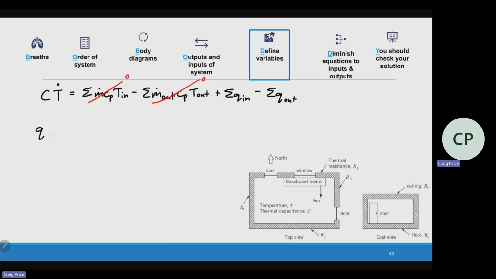So Q, off the equation sheet, this is Ohm's law basically. Heat is equal to delta T, change in temperature, over resistance. Another question that's always been asked, which is a good question, is do I use convection or conduction on this? Convection? What about the thickness of the wall?